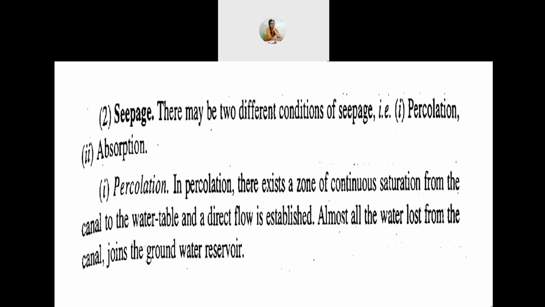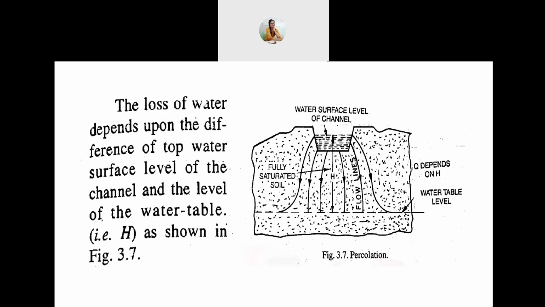Next, number 2, seepage. There may be two different conditions of seepage. The first one is percolation and second is absorption. For this lecture, we'll discuss percolation, and absorption we'll discuss in our next class. So what is percolation? In percolation, there exists a zone of continuous saturation from the canal to the water table and a direct flow is established. Almost all the water lost from the canal joins the groundwater reservoir. The loss of water depends upon the difference of top water surface level of the channel and the level of the water table, that is H, as shown in figure 3.7.